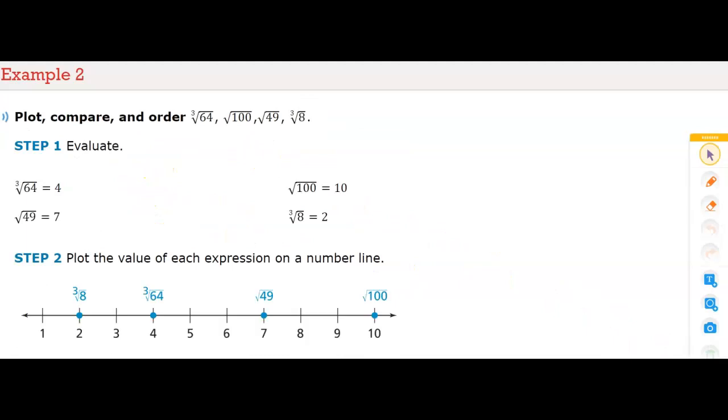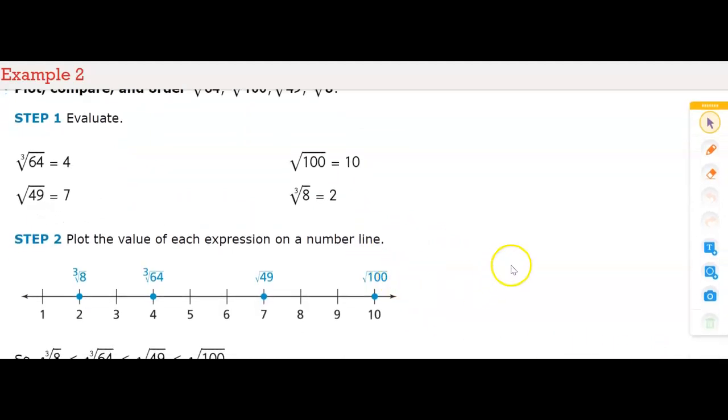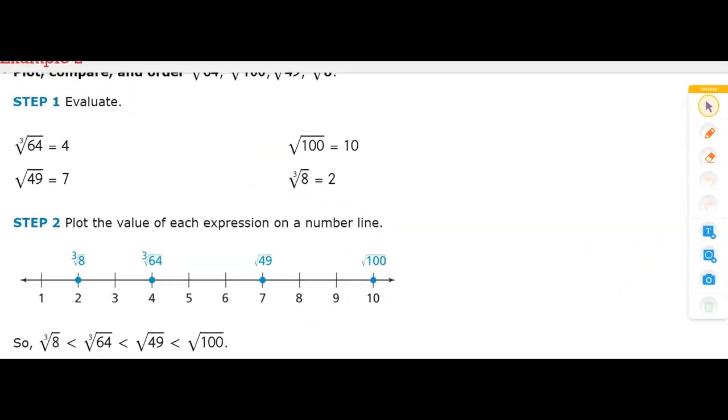So we're going to plot, and then they use the number line and they plotted it by using the original value on top of the number line and the value that it equals. And then comparing them is using the greater than, less than symbol, so they have it from least to greatest.